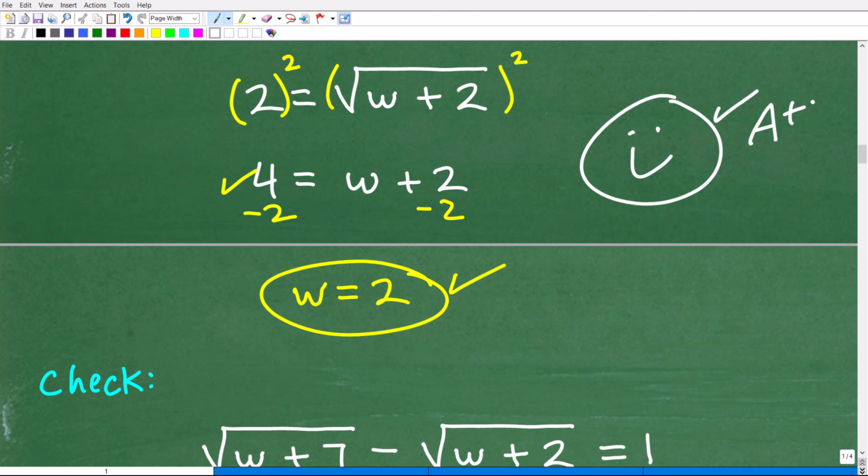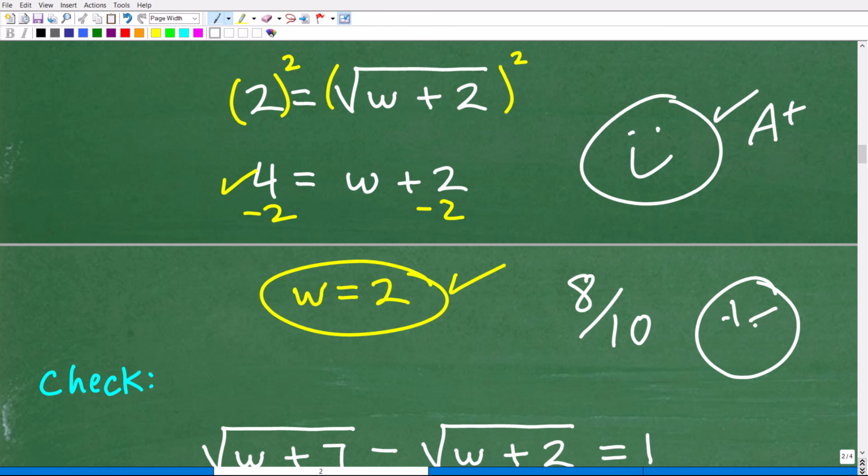You probably are, right? This is excellent work if you're able to get down to this point. But if you just gave me this as your answer, as your teacher, I might give you just an 8 out of 10 on a test. A lot of you are going to be like, what are you talking about? I got the right answer. Well, not quite. Okay. So here's the deal, right?